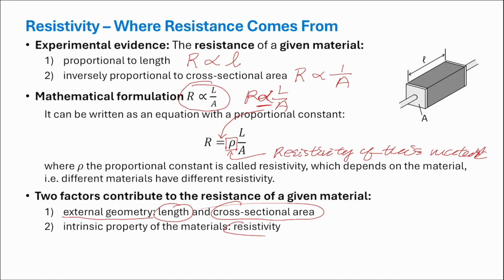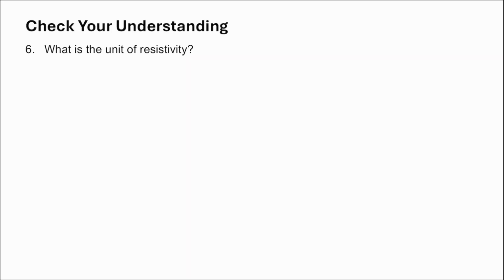We call this resistivity. So we combine all this, we can now write that the resistance R depends on the external geometrical factor, which is L over A, and also depends on the specific type of material you choose. So this is resistivity. What is the unit of resistivity? Let's look at how resistance relates to L over A and resistivity.